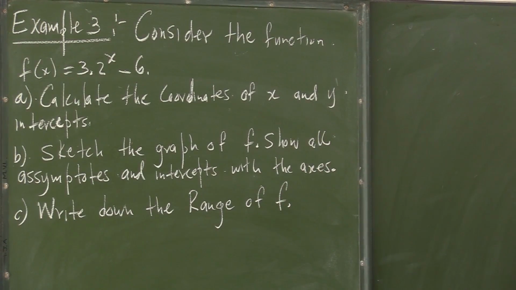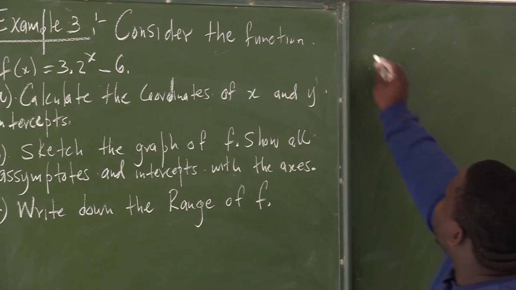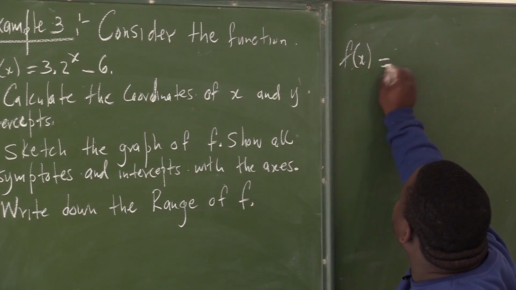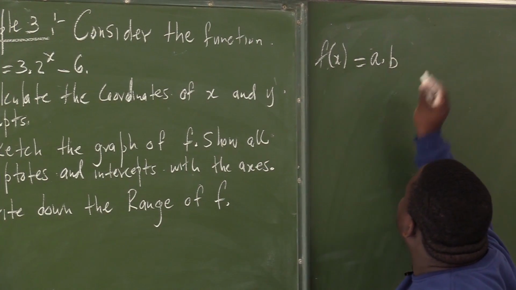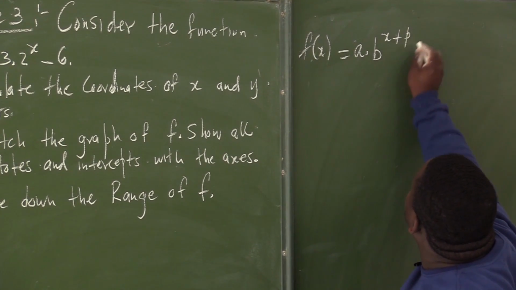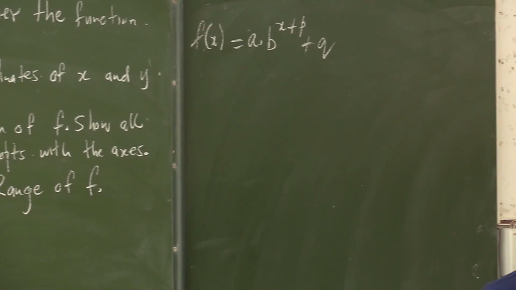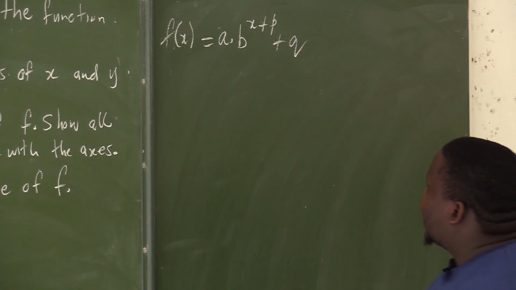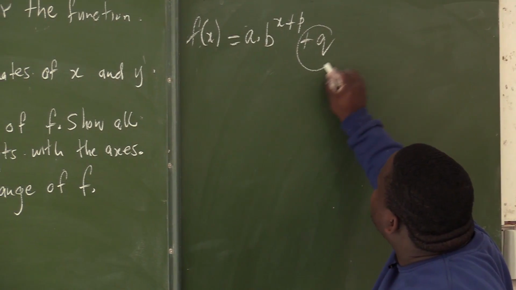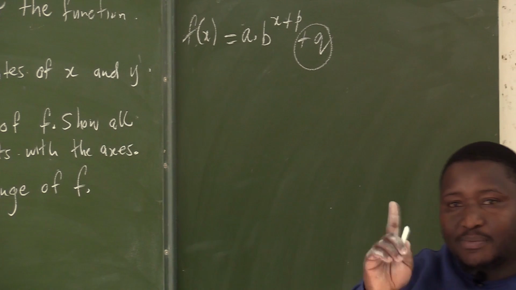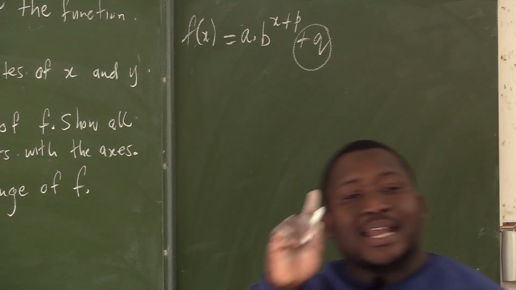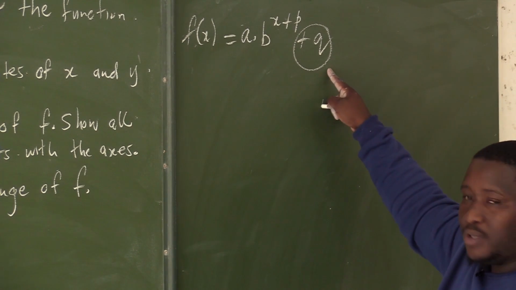Again, if you are looking at the exponential graph, guys, let's say this is the standard form. f(x) = a·b^(x+p) + q. This is the standard form of an exponential graph. Understand this: this value q will give you the asymptote. The exponential graph has an asymptote.